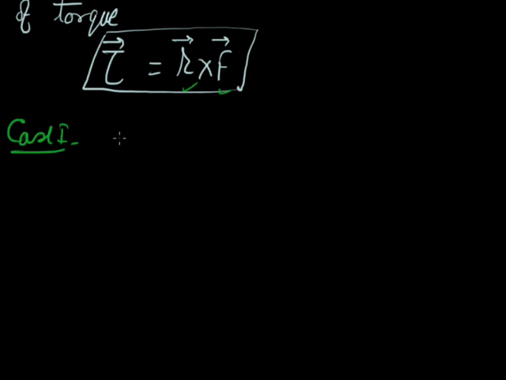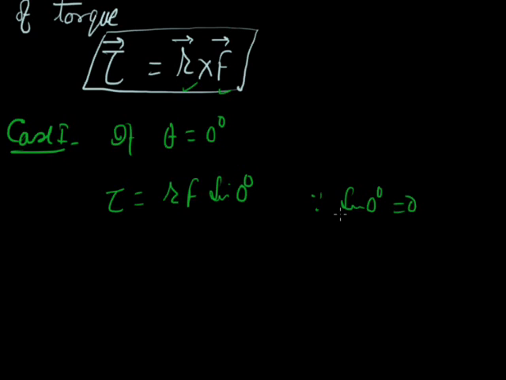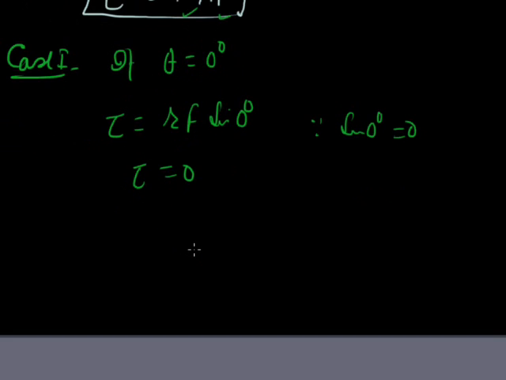Now, there may be three cases. Case 1: if theta is 0 degrees, then tau will be R F sine of 0, because sine of 0 is 0. So tau will be 0. Meaning if the angle between R and F is 0 degrees, then the value of torque, the tendency of rotation, will be 0.